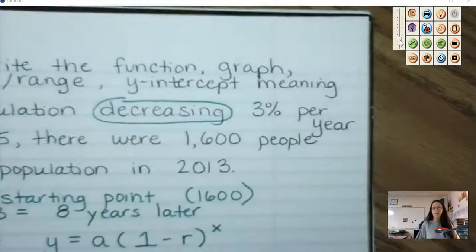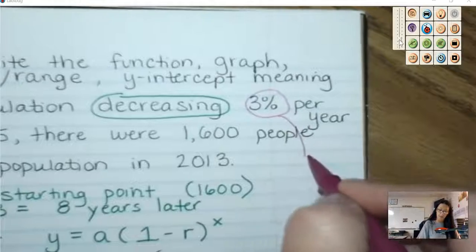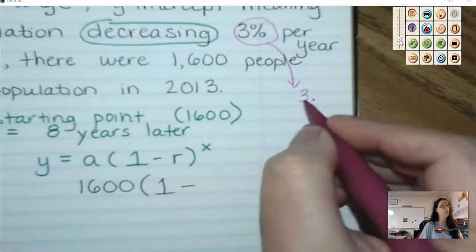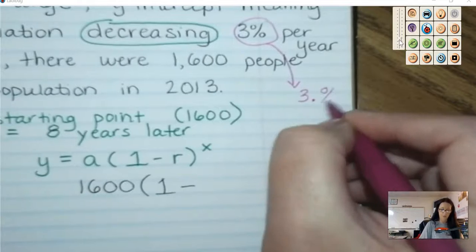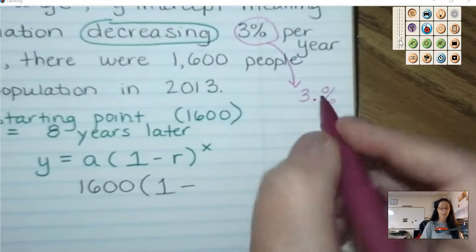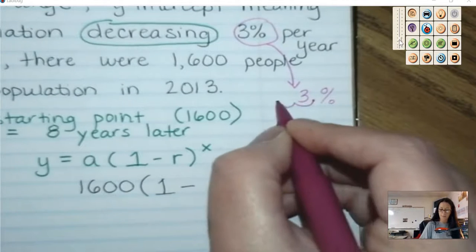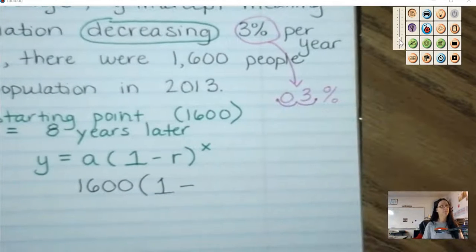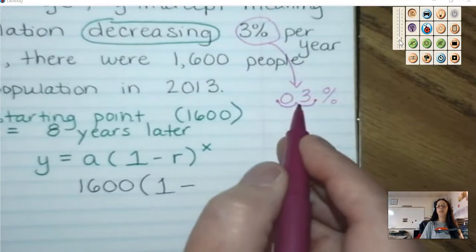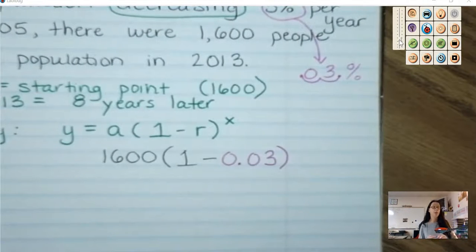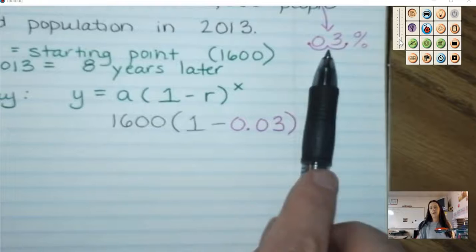Okay, the rate is this 3%. We need to make this into a decimal. To convert a percentage into a decimal, we move it 2 spots to the left, right? So the percentage is 0.03. Make sure it's not 0.3. 0.3 would be 30%, and the population would be going down pretty quickly then. With 3%, it's not going down very much.